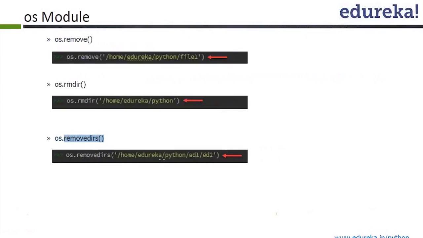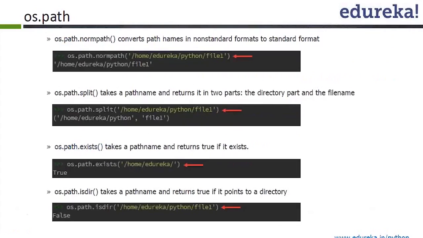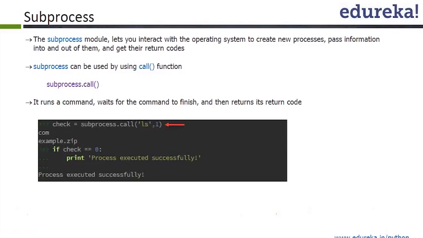If you have to remove multiple directories within a directory, you can just use remove directories. You can join paths as well, with os.path.join. You can use os.path.abspath, which you saw takes the relative path name and returns the corresponding absolute path name. All these examples are given for Unix; this screenshot is for Unix. But if you have a Mac system, you can do exactly what is done here. In case of your Windows system, instead of $HOME, you can use C:\. Again, there are some more functions related to OS. As for the subprocess module, yes, it will work on any OS: Linux, Windows, and Mac.